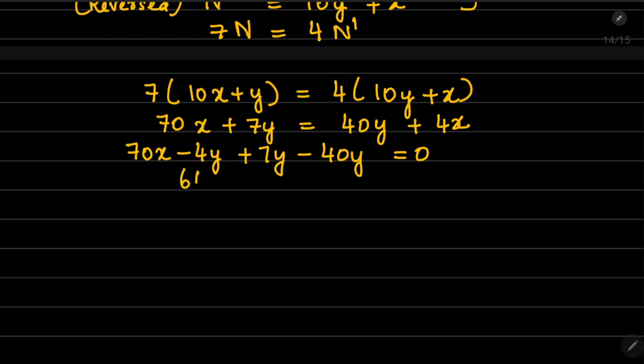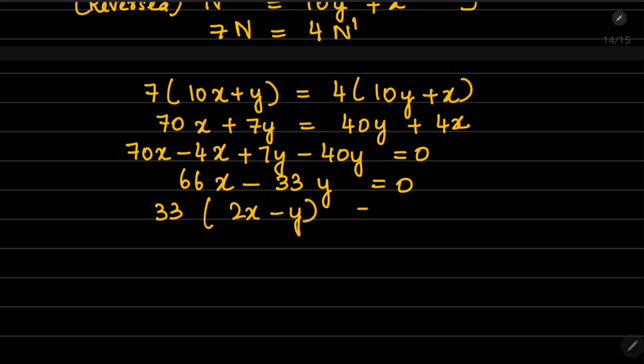Here I made a mistake. So this is nothing but your minus 4x, right? 66x minus 33y equal to 0. Take 33 common out. So you have 2x minus y equal to 0, or you have 2x equal to y.